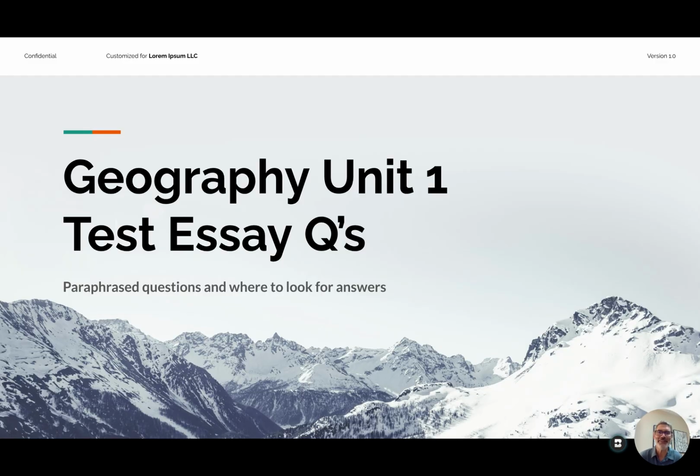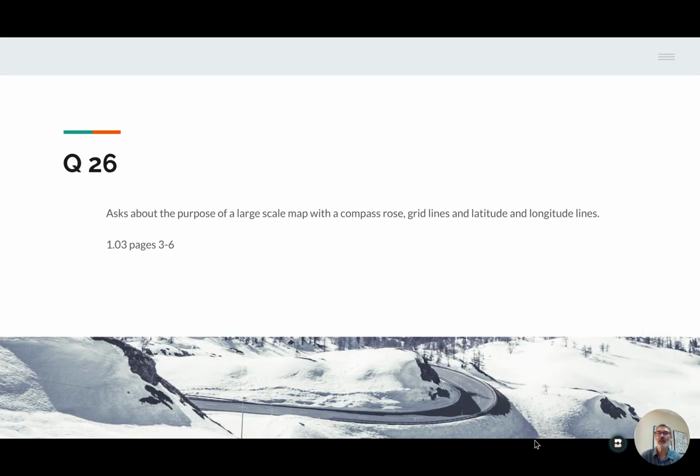Okay, so I want to go through each of the essay questions, and what I did is I paraphrased the question, and then I told you about where to find it. So here we go. Question 26. Like I said, there are 25 multiple choice questions and then 5 essay questions. So 26 asks about the purpose of a large-scale map with a compass rose, grid lines, latitude and longitude lines.